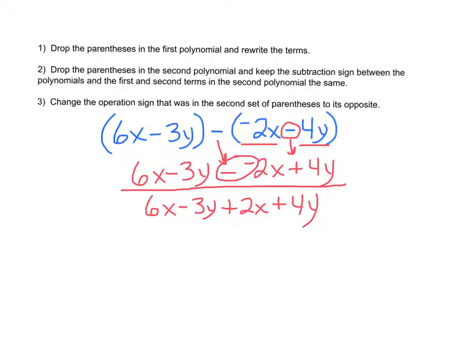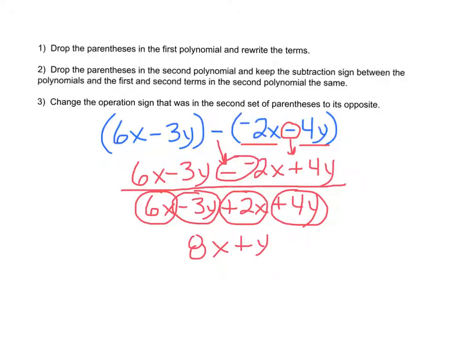You can certainly go through and do that if you'd like to, and then combine these like terms. 6x plus 2x is 8x. I need to think of that as a negative 3y plus 4y, which would give me y. So the final answer would be 8x plus y.